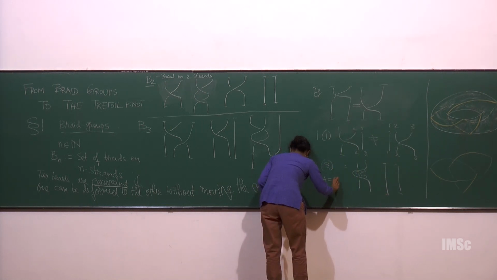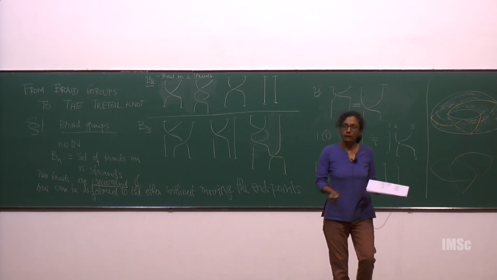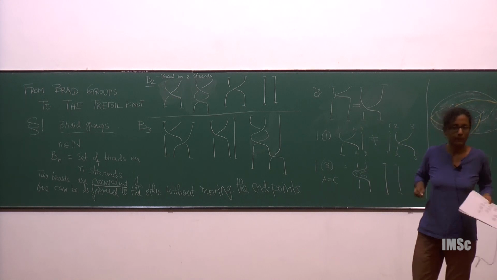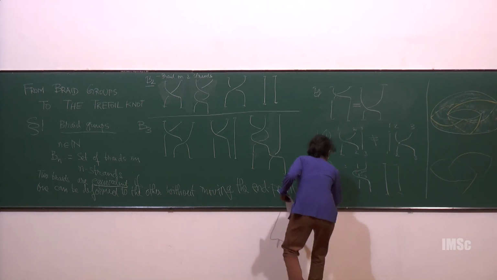And what about B? B we cannot do that. So B, if you try to do it, it will just get tangled up. So B is different from A and C.